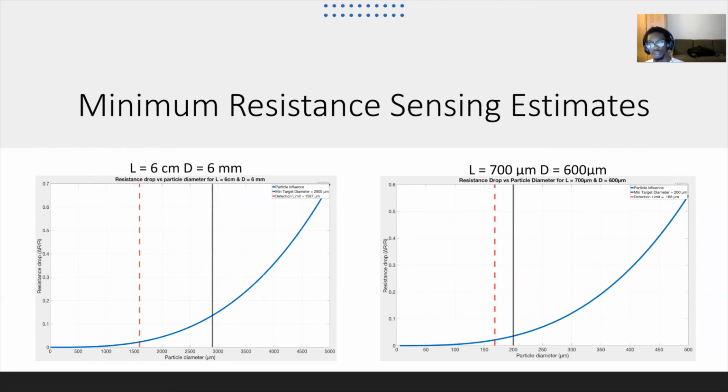In the second graph, we changed the channel sizes and dimensions to see how the particle readings would change. And here we see that the largest particle we can read is 500 micrometers. So you have a 0.6, so a 60% change in the resistance. And here the minimum particle detection would be 168 micrometers. So from this, we can see that if we reduce our channel dimensions, we can reduce the minimum particle size that we are sensing. We can do this all the way to 100 micrometers, which is the minimum that our stakeholders want us to have.